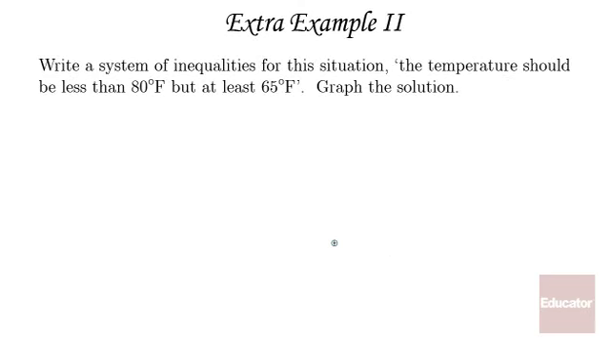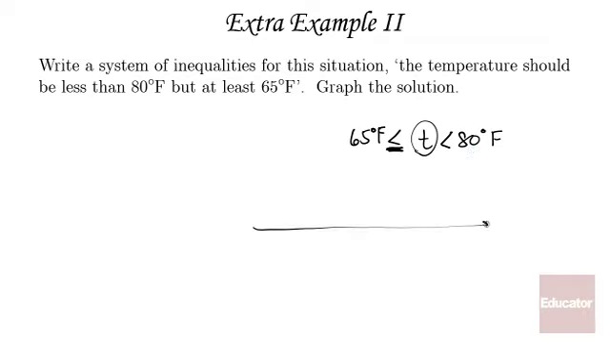Write a system of inequalities for this situation. The temperature should be less than 80 degrees Fahrenheit, but at least 65 degrees Fahrenheit. So it needs to be less than 80 degrees, the temperature, but it can at least be 65. Well, that means it can equal 65 degrees. So it's got to be greater than 65 or at least equal to it. So notice in our system of inequalities here, we have 2 different types of inequality symbols. The temperature's got to be greater than 65, but it could also equal 65. And the temperature must be lower than 80.